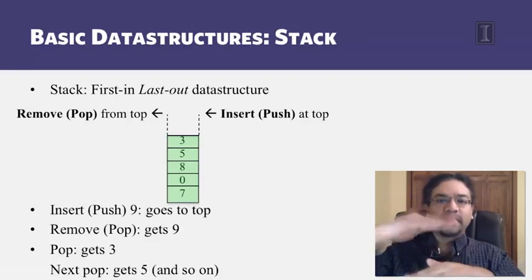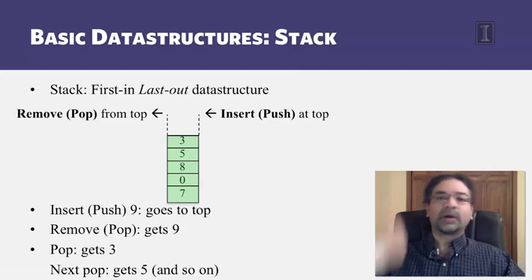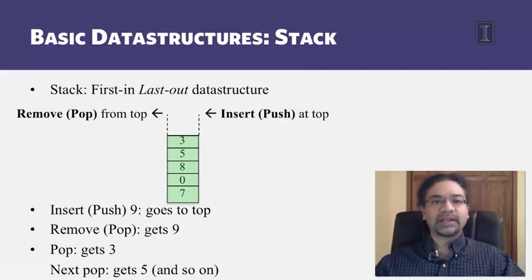Imagine a stack of dishes that you place on your table. The dish that you put at the top, that you add the last, will be the first one that you can remove, right? And that's essentially a stack. So remove, also known as a pop, happens from the top, and insert or a push also happens at the top. Okay, so in this case, if you push a new element into this particular stack, say 9, then 9 will go above 3.